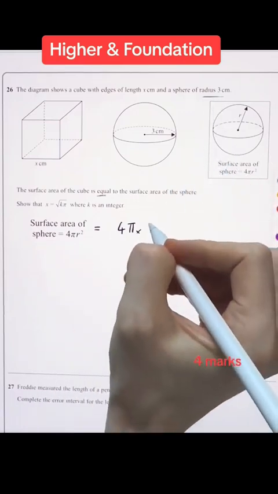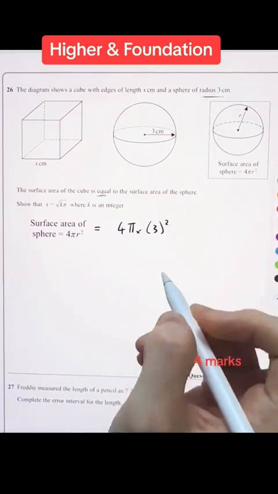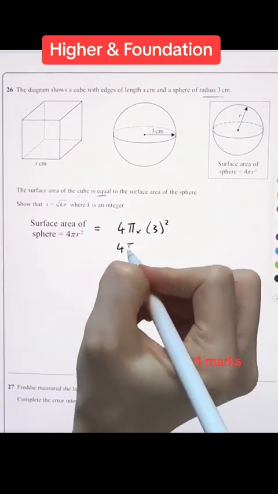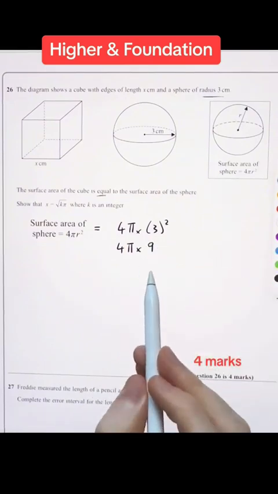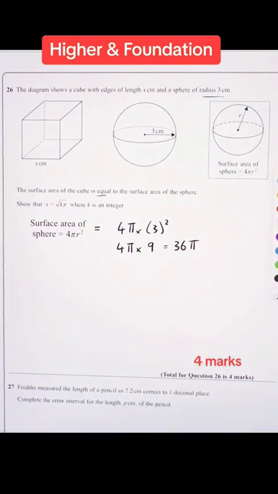So 4 pi multiplied by 3 squared. Leaving the 4 pi alone, I know that 3 squared means 3 times 3. And 3 times 3 gives us 9. And 4 pi times 9 gives us 36 pi.